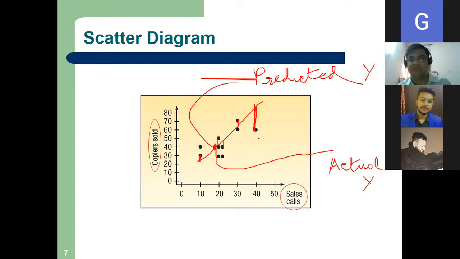I again repeat, the regression line is that line for which these distances, which distances? This distance, this one. That means this difference between actual y and predicted y. If we square it up and sum it up for all the 10 points, we have 10 points, this sum will be minimum. This is called the regression line.